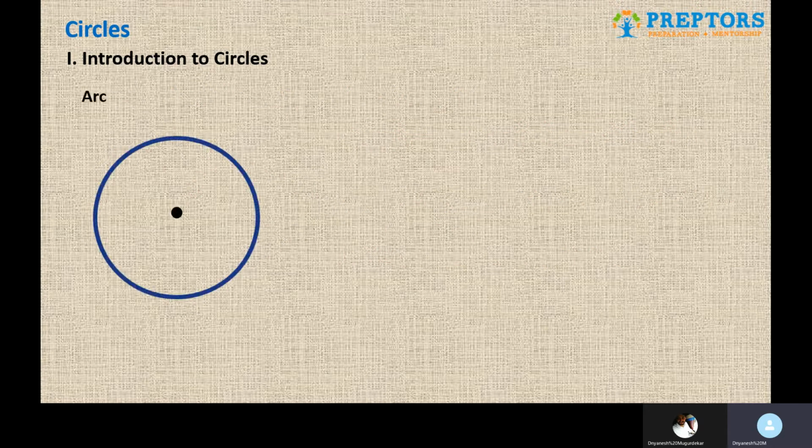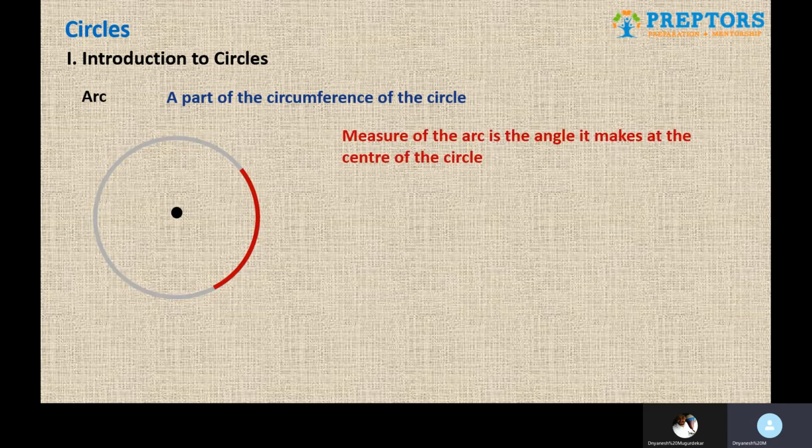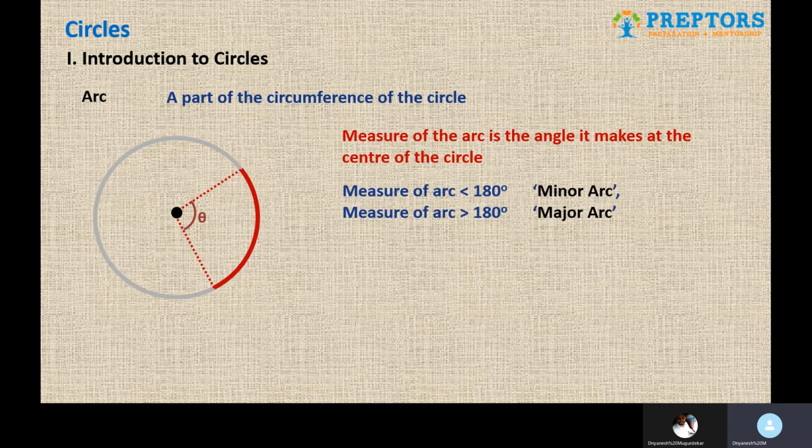The next one, arc. Arc is basically part of the circumference of the circle, something like this, and hence the formula is also related to circumference of the circle. And then how do we measure this arc? So measure of this arc is actually the angle that it makes with respect to the center of the circle. So suppose it makes an angle theta, and that is how we measure the arc. Now depending on this value of theta, you have two categories. If theta is less than 180, you have a minor arc. Theta is more than 180, you have a major arc.